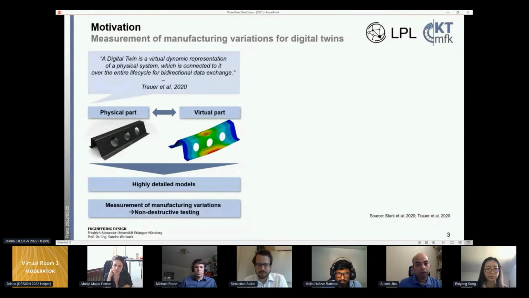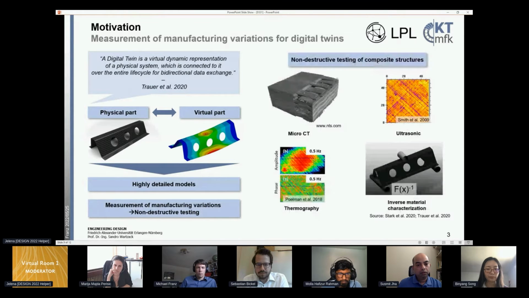Non-destructive methods are necessary to retain the function of the product. For composite structures, the laminate parameters of the single stacked plies define the structural behavior, where variations of these can be very critical. To measure the inner structure, non-destructive methods like micro-CT, ultrasonic, or thermography can be used. However, inverse material characterization is a rather new approach to infer parameters indirectly from different measurements.